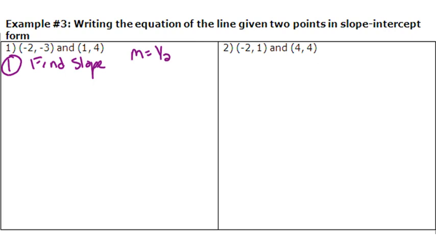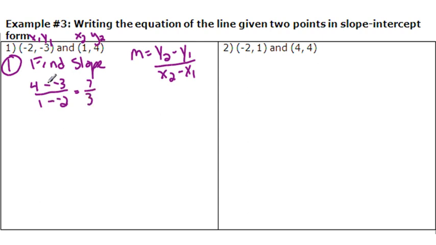We do y2 minus y1 over x2 minus x1. So this is going to be my x1, y1. This is my x2, y2. So I find slope. So 4 minus negative 3 over 1 minus negative 2. So 4 plus 3 is 7. 1 minus negative 2 is actually 3. So my slope is 7 over 3.